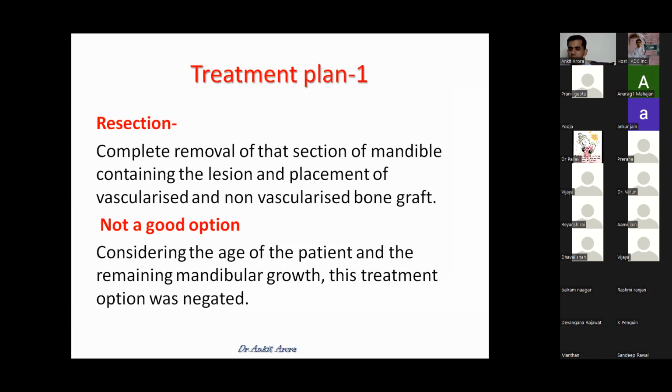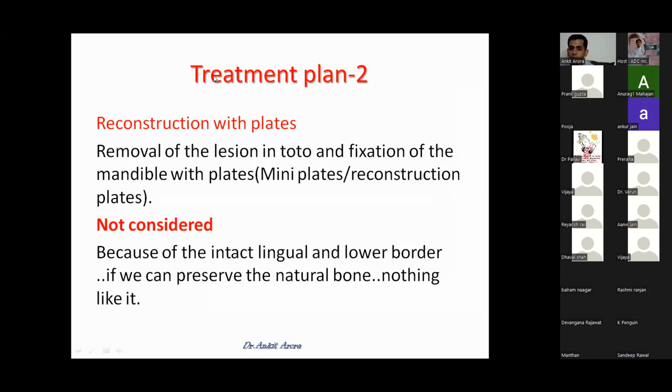So the plan would be either to cut the whole mandible, remove the lesion, place a plate and graft over it. But the patient's age is 7 years, and it is a female patient. We all know how females are considered: if they have a lesion, they would have a scar mark on the face. So we need to be very careful that this treatment plan should be very much negative.